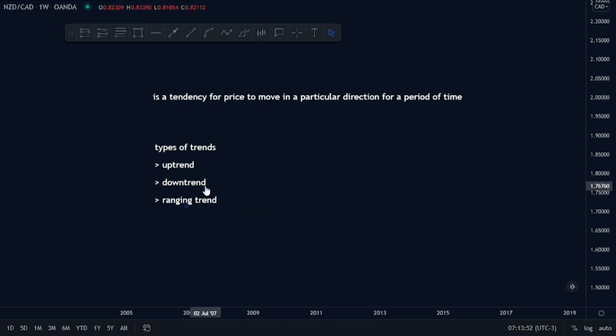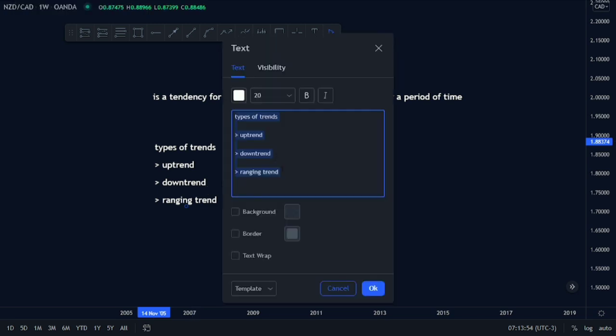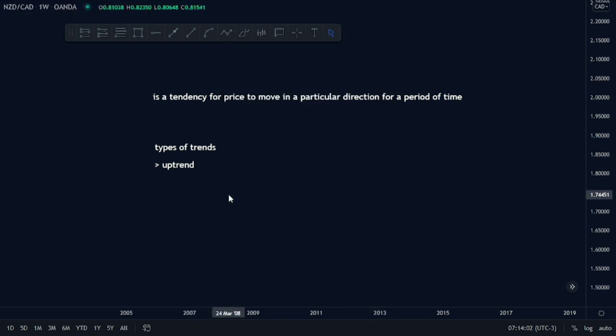So now let us start with an uptrend. For an uptrend, you will see price rising and creating a sequence of higher highs and higher lows.